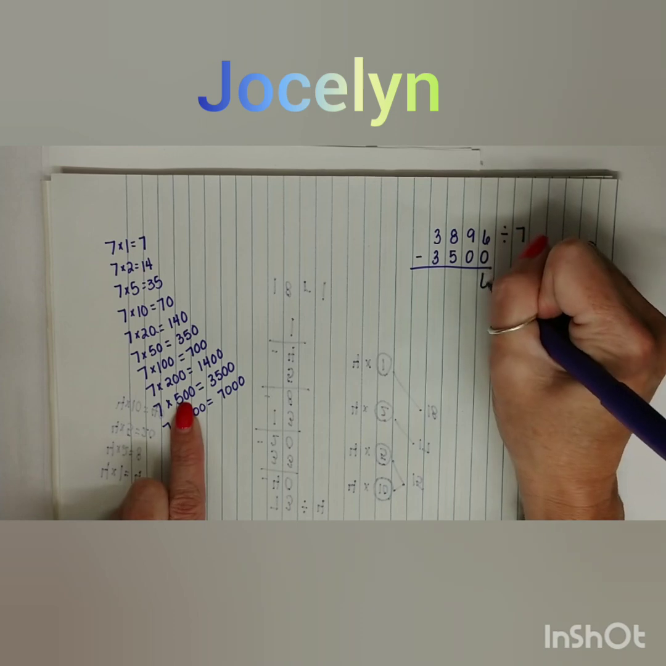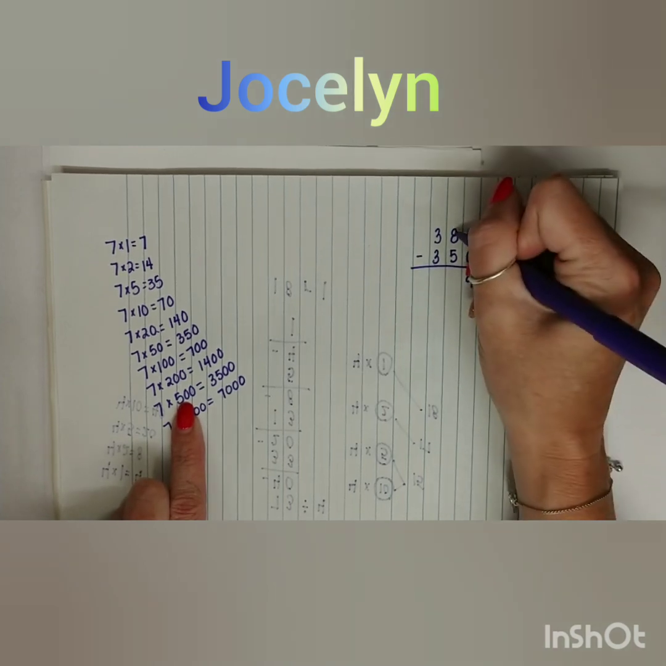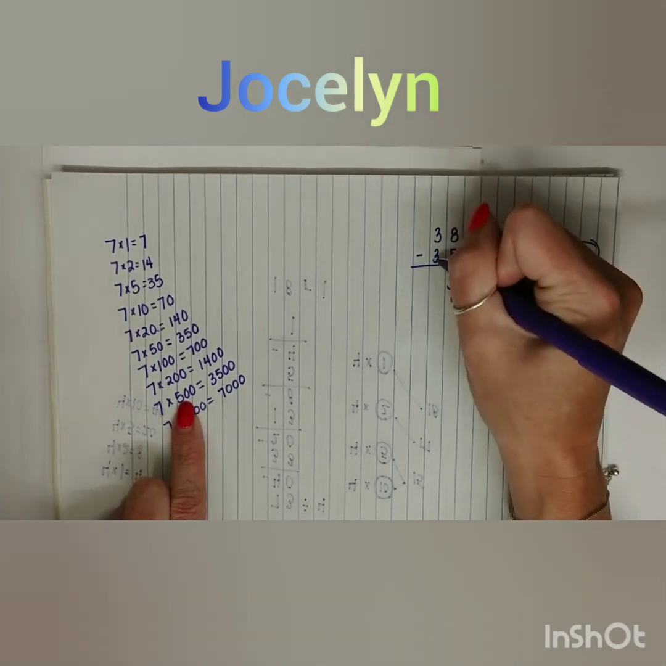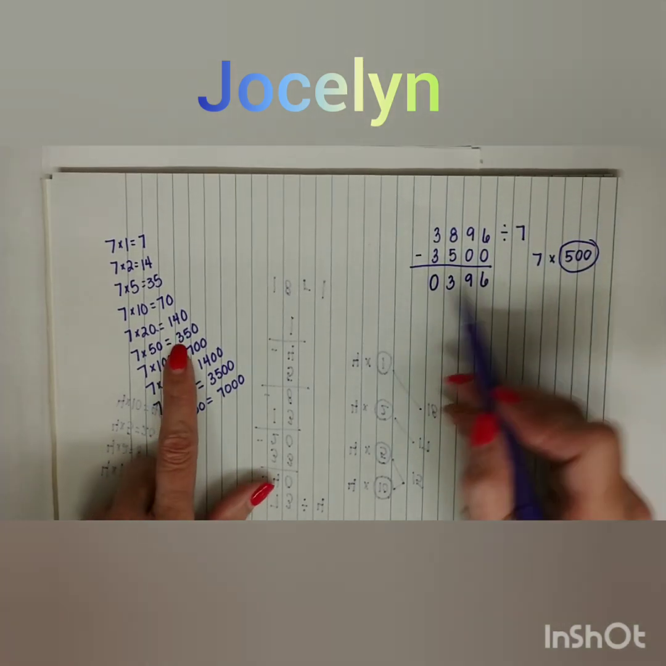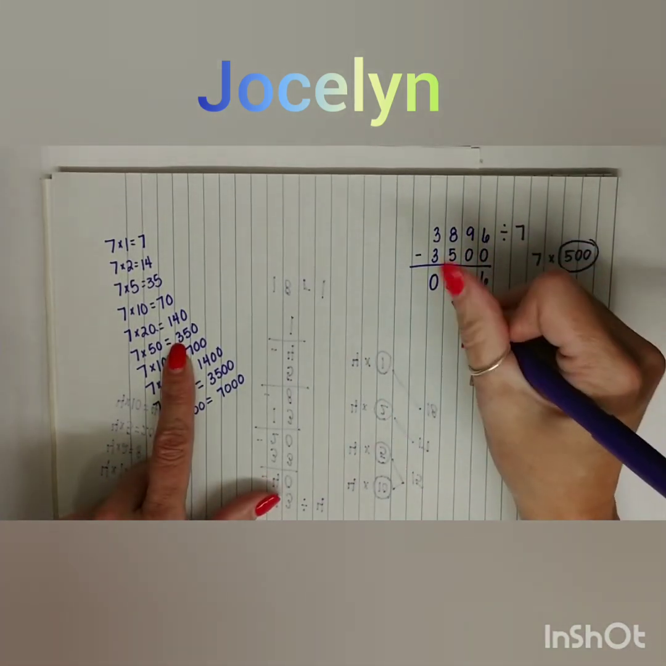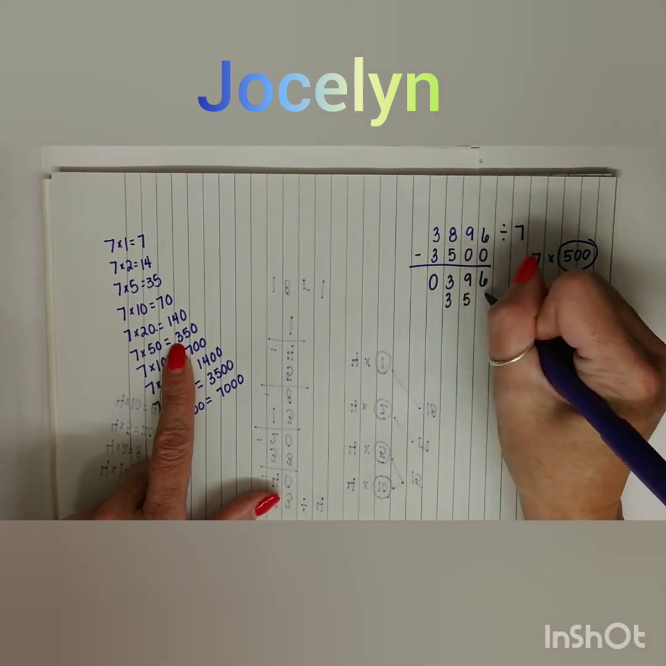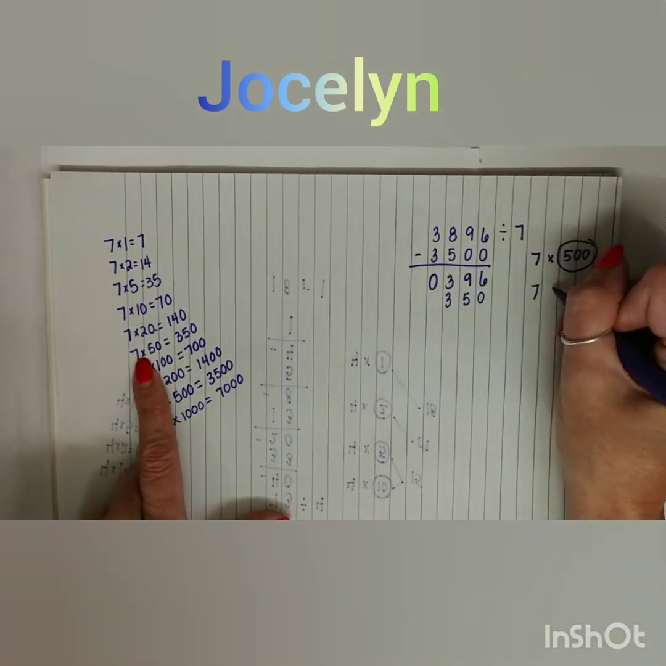6 minus 0 is 6. 9 minus 0 is 9. 8 minus 5 is 3. 3 minus 3 is 0. 396. Let's do 350. That's the biggest thing that I can pull out next. 350, which is 7 times 50.